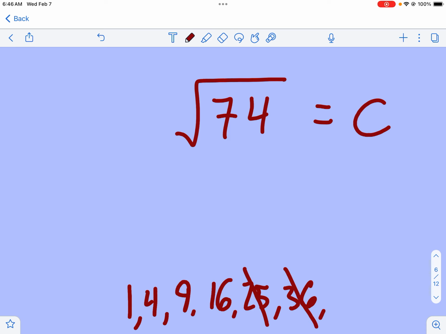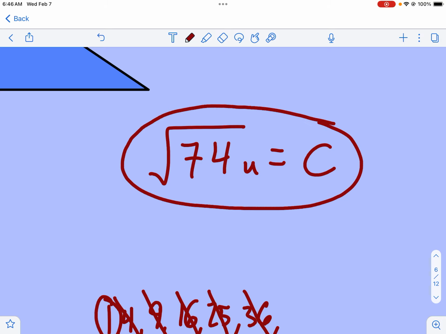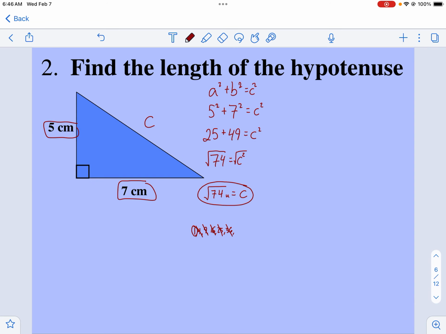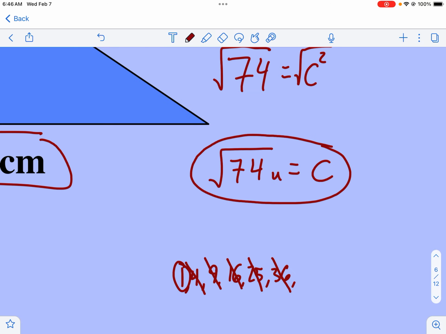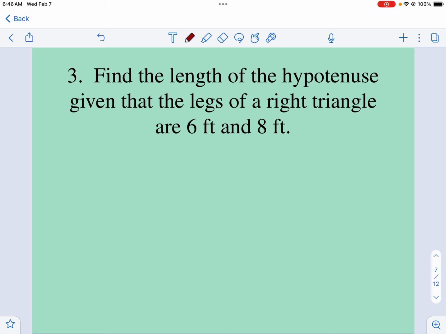So 36 is out, 25 is out, 16 is out, 9 is out, 4, we can try that one. 74 divided by 4 gives me 18 and a half, so he's out. And 1, again, wouldn't change that. So my final answer here is going to be square root of 74 units, or just square root of 74. Okay, so when I'm doing these hypotenuse questions, I do want your answer in simplest radical form, which happens to be square root of 74 here. I do want your answer in simplest radical form.